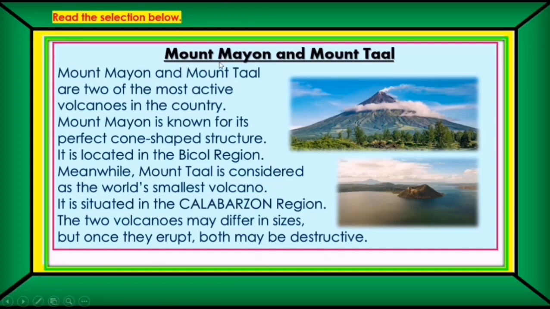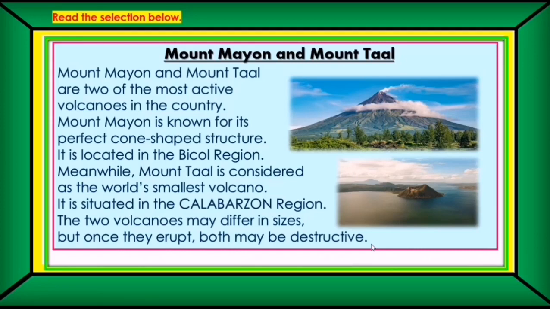Let's start now. Mount Mayon and Mount Taal. Mount Mayon and Mount Taal are two of the most active volcanoes in the country. Mount Mayon is known for its perfect cone-shaped structure. Tingnan nyo, di ba? Perfecto ang kanyang hugis na parang isang cone. It is located in the Bicol region. Meanwhile, Mount Taal is considered as the world's smallest volcano. It is situated in the Calabarzon region. The two volcanoes may differ in sizes, but once they erupt, both may be destructive.